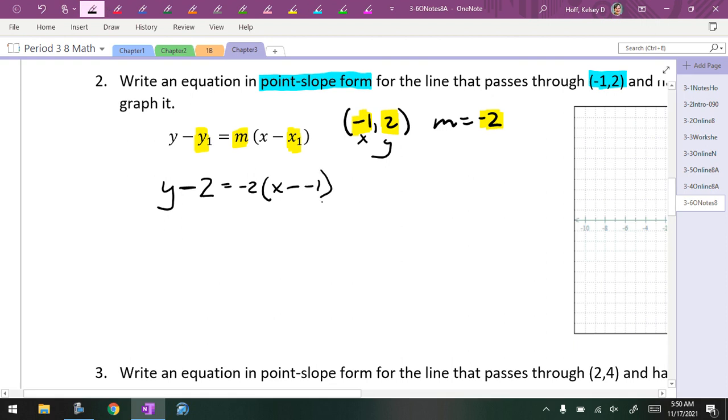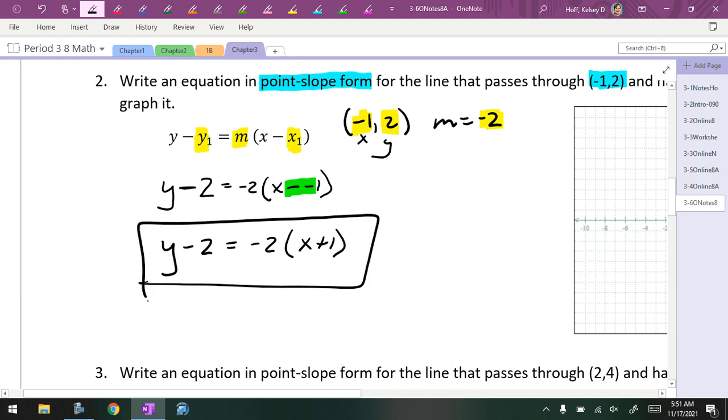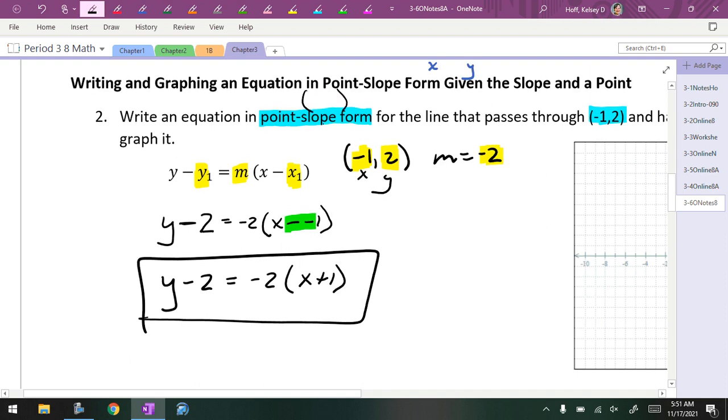There's only one thing you have to do to this equation before it would be finalized, and that's these two negative signs right here in a row. When you subtract a negative, you're actually adding. So y minus 2 equals negative 2 times x plus 1. That's done. That is the point slope form. Point slope form is always going to have parentheses in the equation.